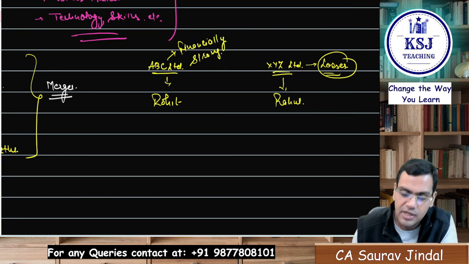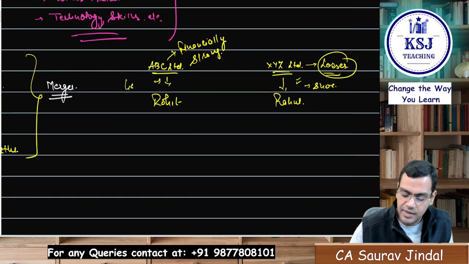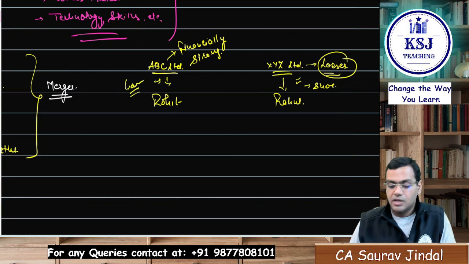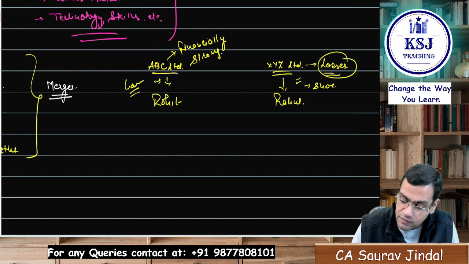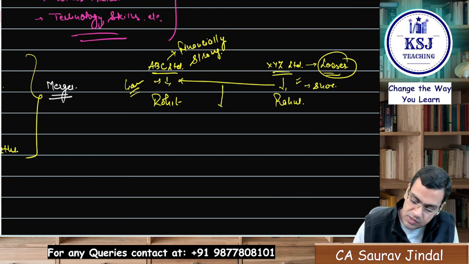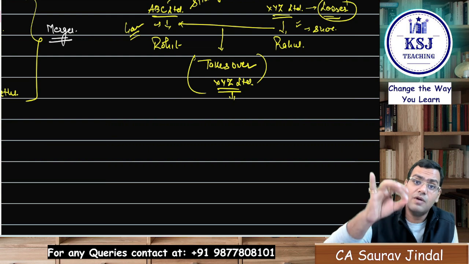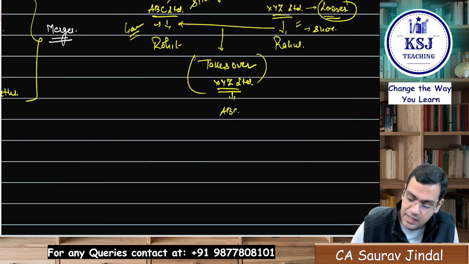Now Rohit is looking for a growth opportunity in the business. This one is shoe manufacturing and this is garment manufacturing. Rohit decides to take over XYZ Limited, which is into losses. Now the name of the new company remains ABC Limited itself, or it can be a different name.